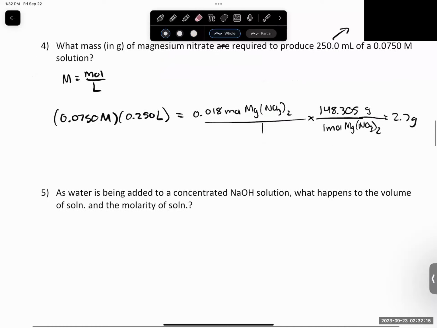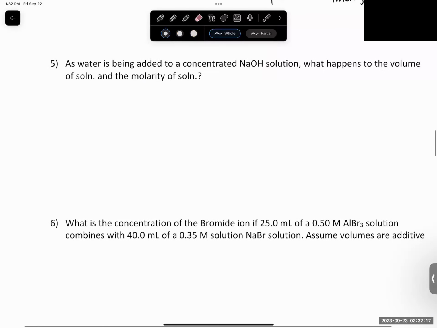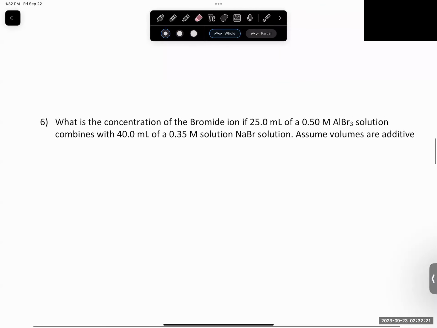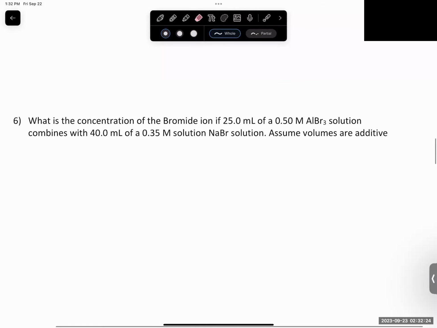Now we can skip number 5 because someone told me that was a bad question. All right, number 6. This one might take a little bit longer because it's not just asking for the concentration of a compound, but it's a reaction that's happening. So I'll give you, let's say, 2 minutes. Really try, guys. At least write down what you can get.